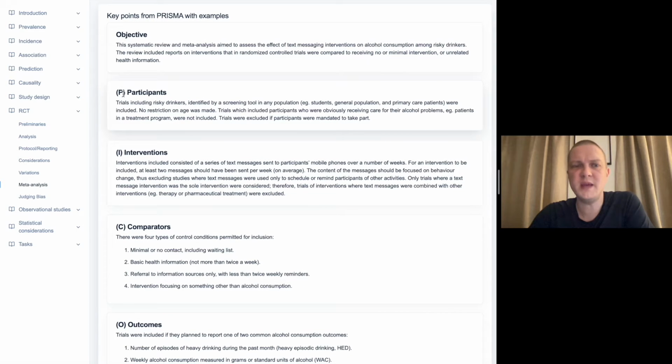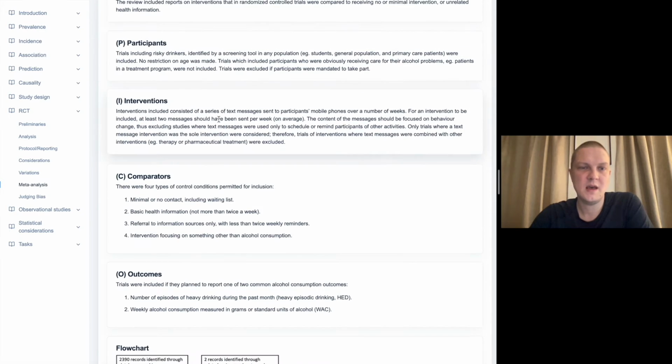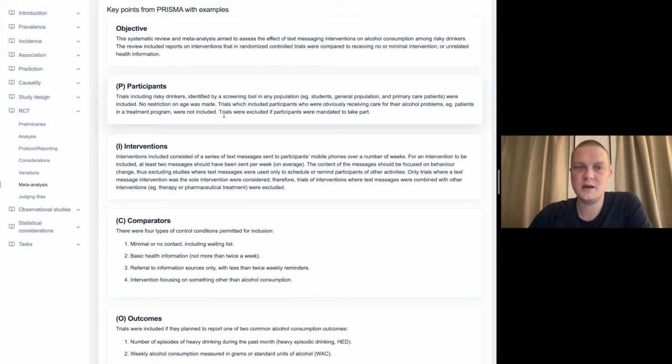You need to define your P, your participants. We included trials of risky drinkers, identified by some screening tool, in any population, could be students, general population, primary care patients. All of the trials, including them, were included. We didn't put any restriction on age. Trials which included participants who were obviously receiving care for alcohol problems, for instance patients in treatment programs, were not included. And trials were excluded if participants were mandated to take part. This actually happens, that participants are mandated to take part in trials, and we didn't want to include those. They are severely biased.